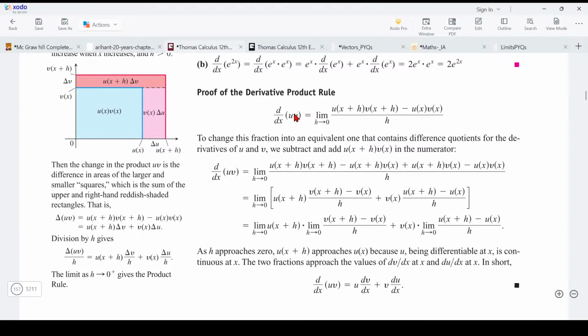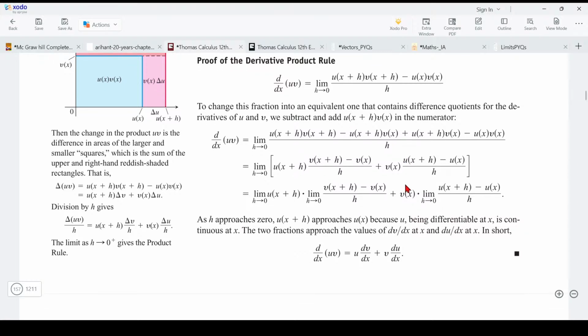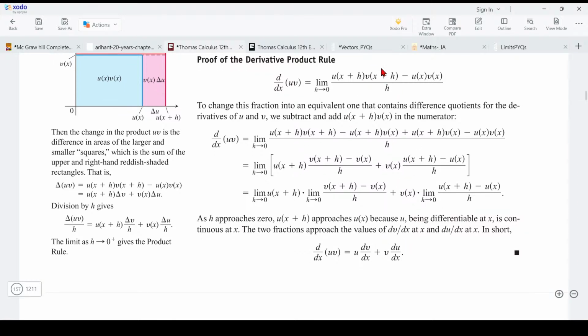Now, similarly, the product rule also. You know this rule, right? You keep one function separate and differentiate the other one, and keep the other one separate and differentiate the first one. So u v dash plus v u dash. But how did we get this? We got it like this.